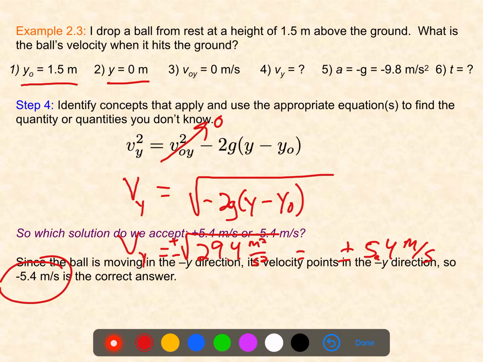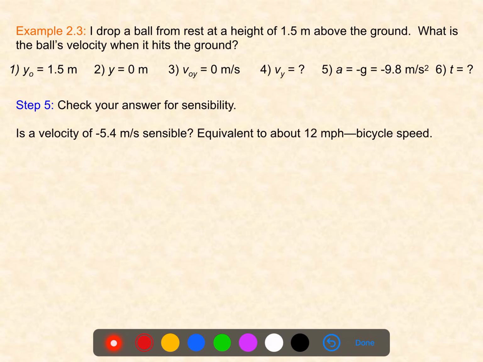And so finally, the last step is to check and make sure this answer makes sense. If we claim that it's minus 5.4 meters per second, is that sensible? That's like going about the speed you might go on a bicycle, 12 miles per hour. That's not unreasonable, I think. It's not too outlandish. It sort of makes sense. So it checks off in that respect as well.